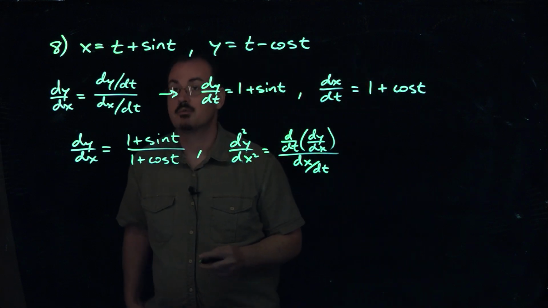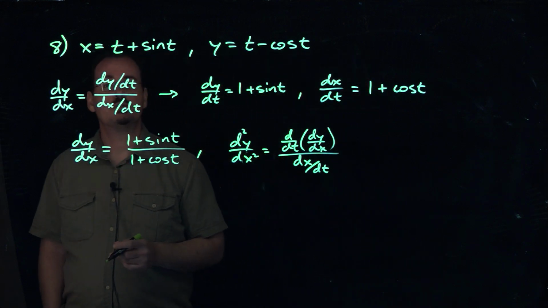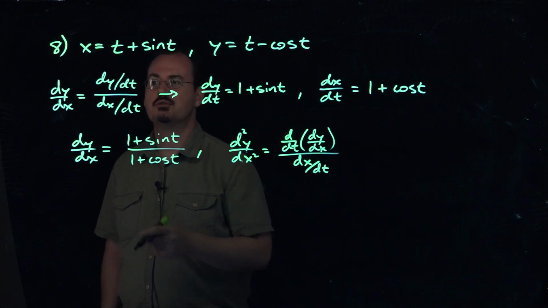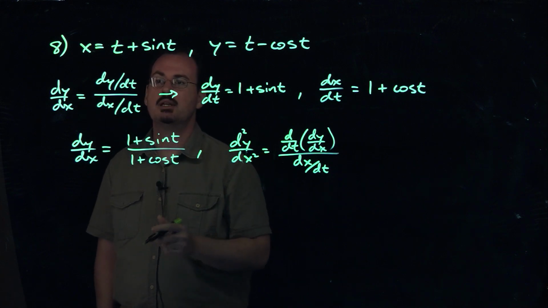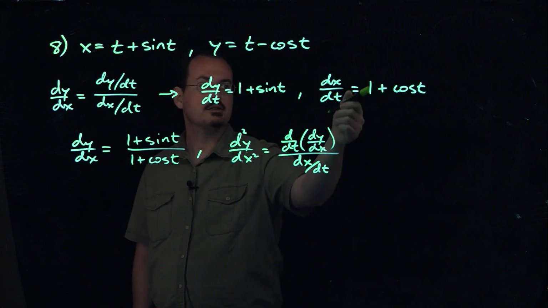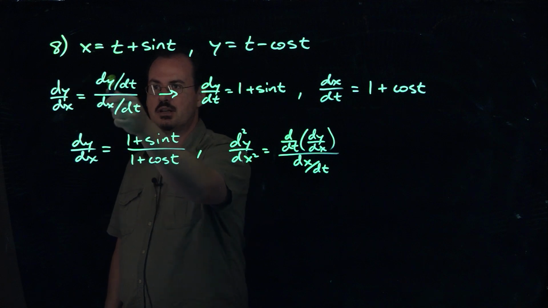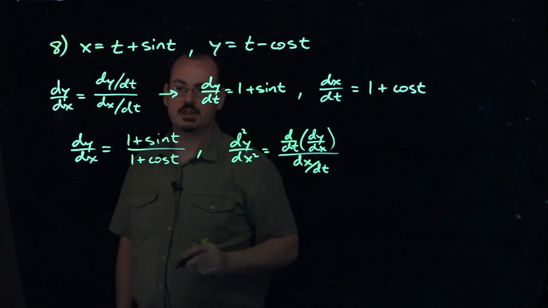Problem 8 from practice exam 2. So very similar to the last problem, only in this case we're also asked to find the second derivative. The first derivative we'll just do exactly what we did in the last problem. Find our dy/dx, our dy/dt, and our dx/dt, plug them into that formula, and that's what you should get when you do that.